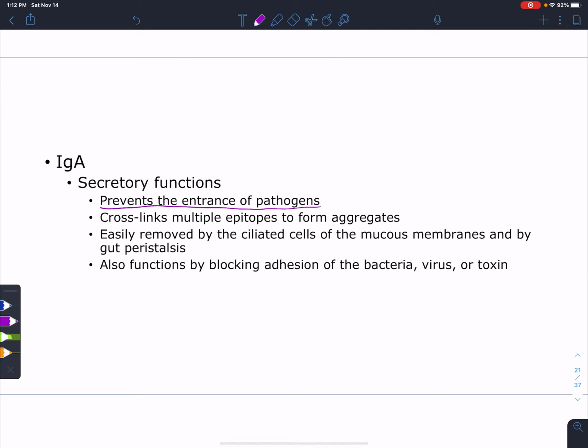It works to help prevent the entrance of pathogens. What else do I want you to see from here? Easily removed by ciliated cells. So it attaches to that and then attaches to these mucous membranes, and then we get rid of them. Sneeze, cough, so forth. Blocks adhesions of bacteria. Remember some of that bacteria has those little pili on it, and that's one of its virulence factors for adhesion. So if we have these IgAs, it's going to work to neutralize that so that bacteria can't attach.